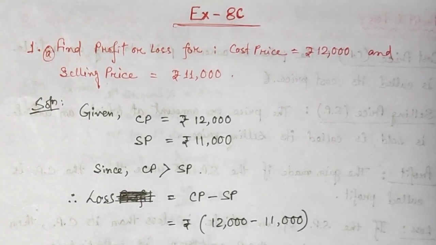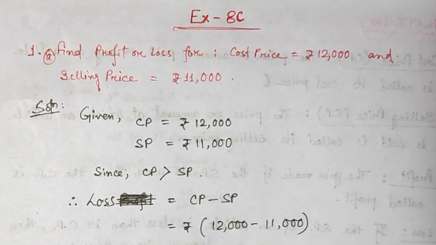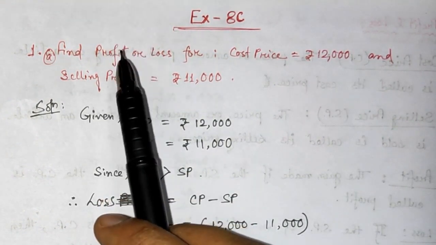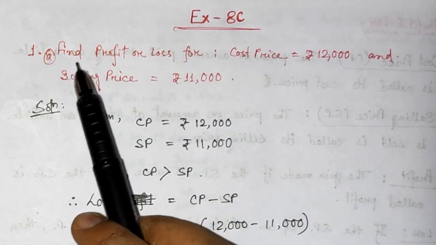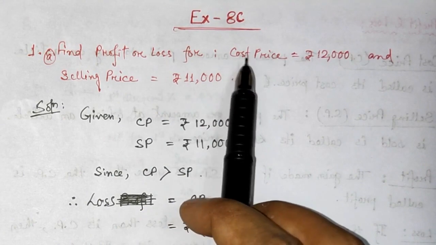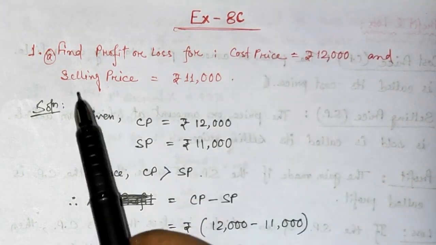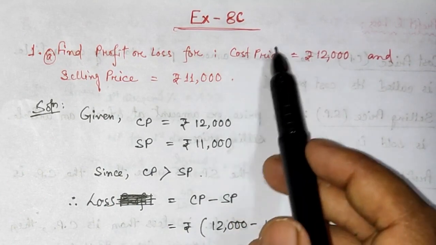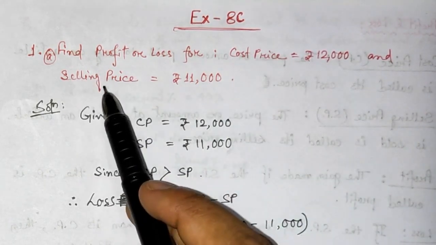So today we'll start next exercise 8C. Here we have given: find the profit or loss. The question is given in a table, so you can write the question like this: find the profit or loss for number A. It is given cost price and selling price. First you have to know what is cost price and what is selling price.